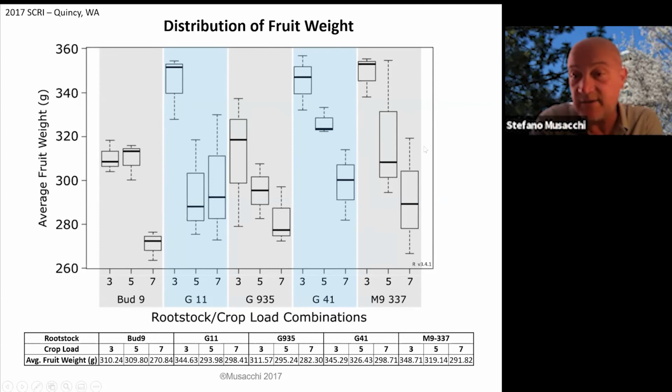And then you got M9 that is also doing the same kind of distribution, but it is unique to Budagovsky 9. Up to 5 it is able to produce a large fruit in any case, but then the size of the fruit dropped quite dramatically.